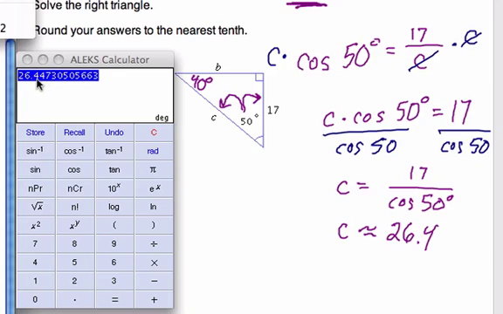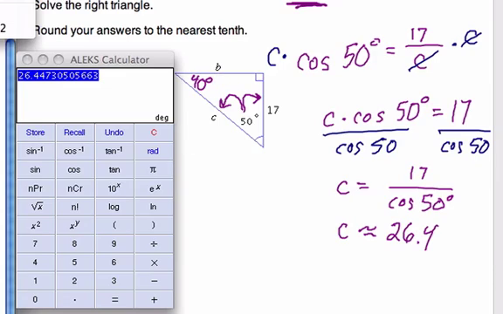I want to round to the nearest tenth, so I only look to the digit to the right. And that digit is less than 5, so it stays a 4. All right, so now let's follow the same kind of process and solve for B.